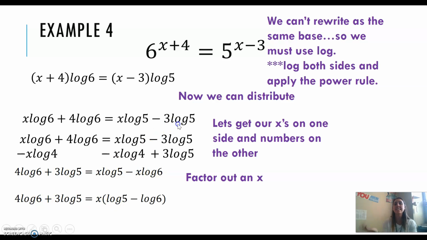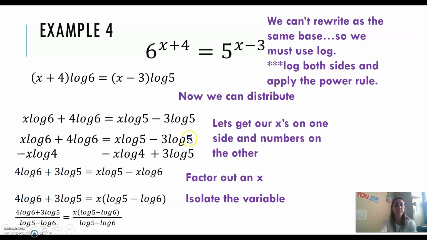And once we factor out an x, it's the same solving that we've been doing since basically the first problem. So we're going to isolate the variable by dividing both sides. And we should get, go ahead and try it. So alpha y equals, enter, 4 log 6, close the parenthesis, plus 3 log 5, close the parenthesis, arrow down, log 5, close the parenthesis, minus log 6, close the parenthesis, hit enter. You should get negative 65.79. All right. Make sure this is something that you can do.